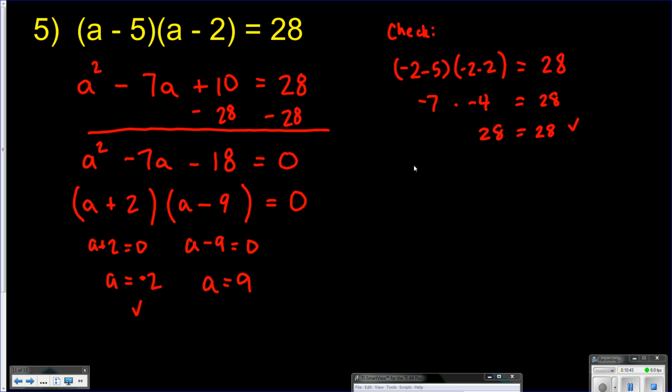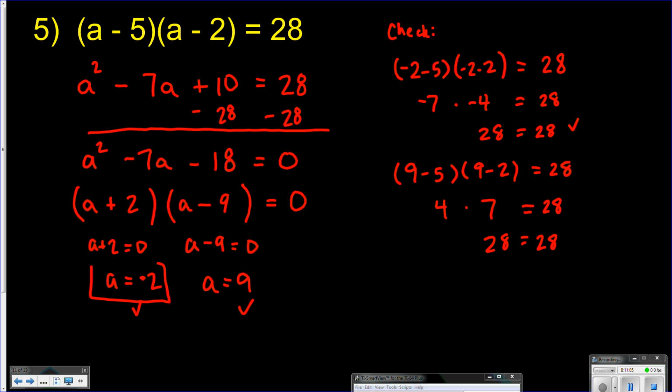And if we do 9 real quick, 9 minus 5 times 9 minus 2 should equal 28. 9 minus 5 is 4. 9 minus 2 is 7. And once again, that gives us positive 28. So we know we're right. So if you ended up getting a equals negative 2 and a equals 9, that's a very good job. Let's jump into the last one now.